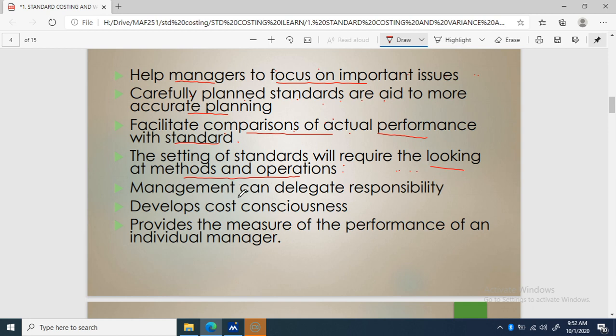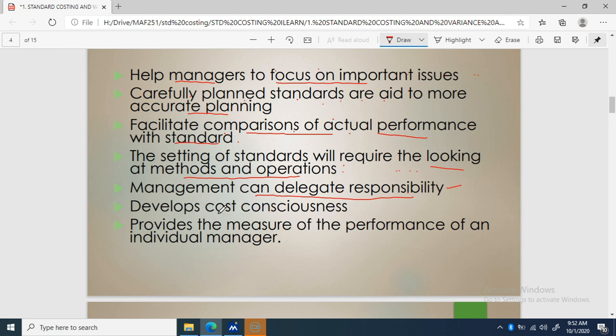And then the next one, management can delegate responsibilities. So to set the standard, let's say for material price, they can set the responsibility to the purchasing department. Okay, so each department will have their responsibility. So the management delegates responsibility for each department or particular person.